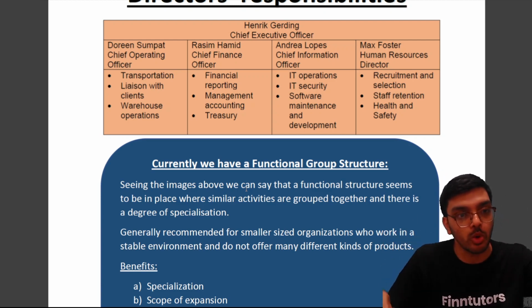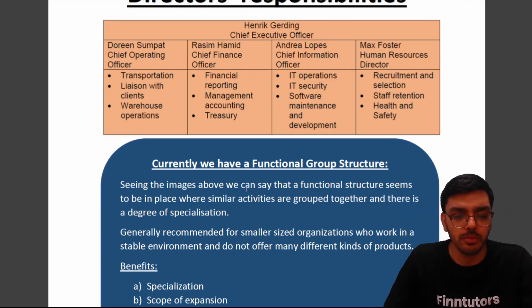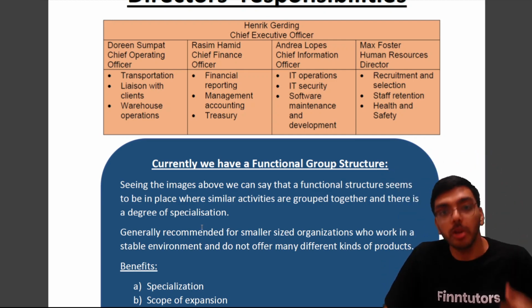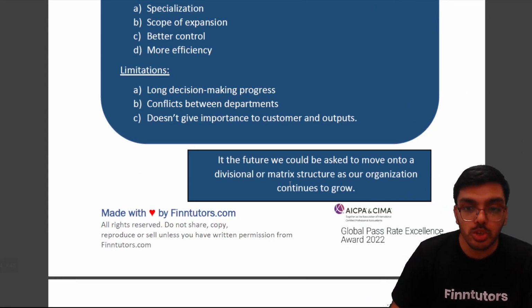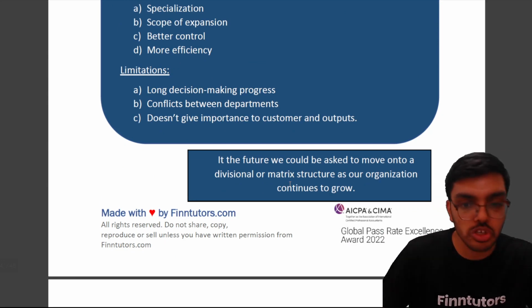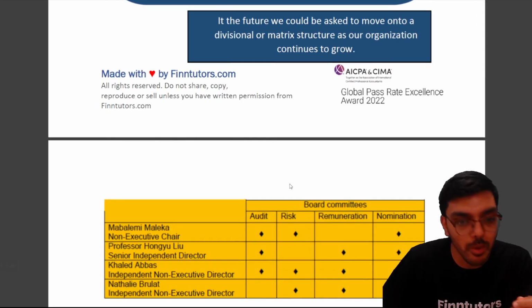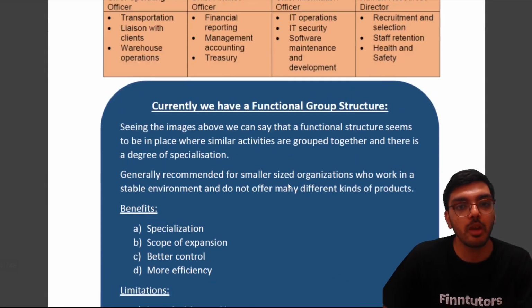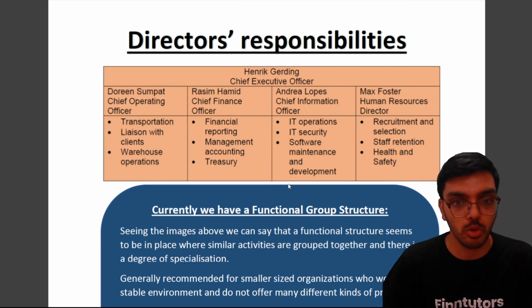Different divisions, Roundland becomes one division, Southland becomes one division, Asia becomes one division, for example. It could be the step forward for a company that is growing. So in the future, we could be asked to move on to a divisional or a matrix structure. More realistic is a matrix structure looking at our company, but it's something that I want us to have discussed, something that I want us to have noticed over here.